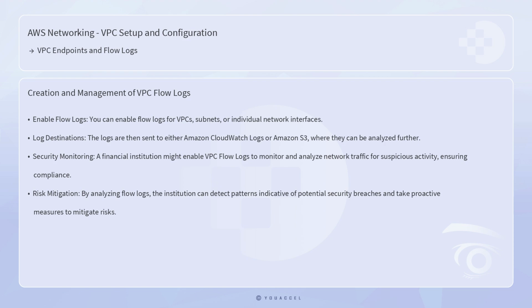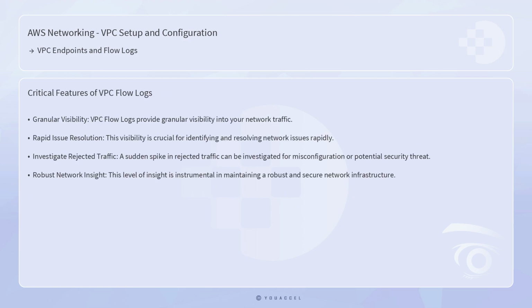One of the critical features of VPC flow logs is their ability to provide granular visibility into your network traffic. This visibility is crucial for identifying and resolving network issues rapidly. For example, suppose you notice a sudden spike in rejected traffic in your VPC flow logs. In that case, you can investigate further to determine whether this is due to a misconfiguration in security group rules or a potential security threat. This level of insight is instrumental in maintaining a robust and secure network infrastructure.